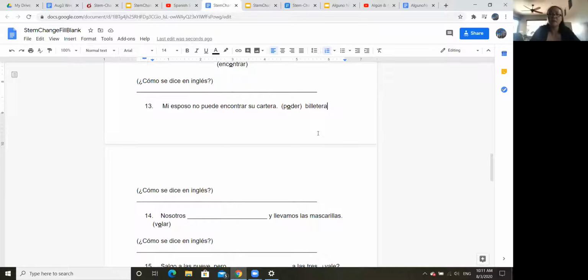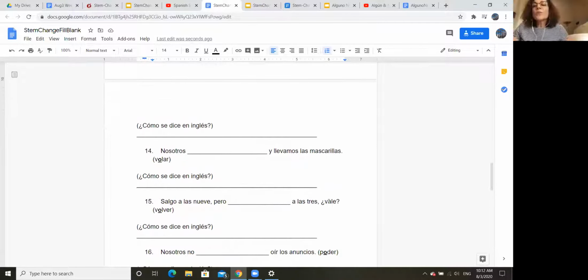Marilyn, I had one question about this. Uh-huh. I saw two different translations: my husband cannot or is not able to. Are those both correct translations? They're both correct because poder means to be able to or can, either way. Sí. Otra pregunta, another question. Does cartera also mean purse? It could, if strictly you're talking about whatever holds your money. Some purses are really small, you know, and if it's that small, you've just got money in it.